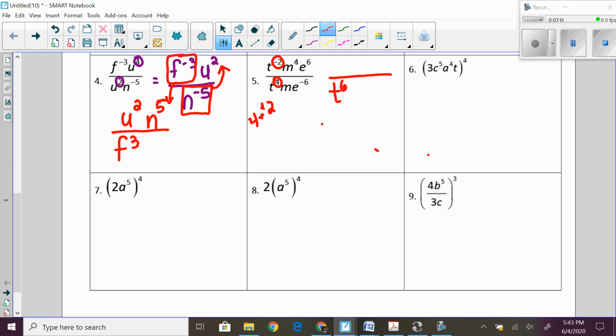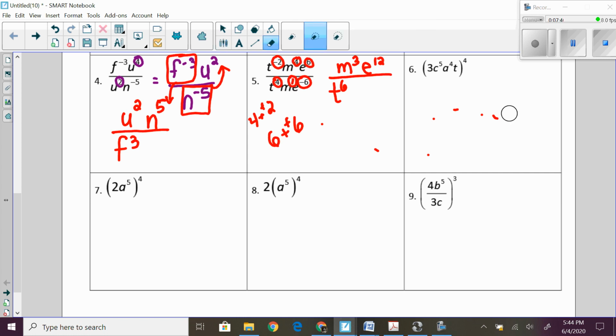Then I have m to the 4th over m to the 1st. Obviously the exponent of 4 is larger. 4 minus 1 is 3. And the next part always gets people, because a lot of times people think, oh, I can cancel those out. But these are not exactly the same. We know that 6 is larger than negative 6, so I will have e in the numerator, and then I'm going to do 6 minus negative 6. Turns into plus a positive, and that gives me e to the 12th. That is our final answer.